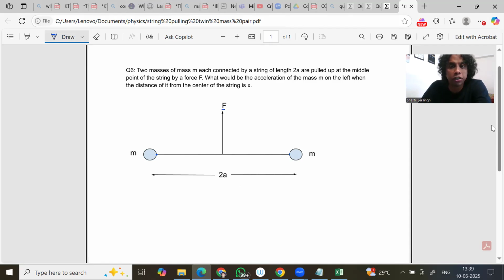What would be the acceleration of the mass m on the left, this one, when its distance from the center of the string, let's call it O, is x? Right now, you can see that the distance is a, which is half of 2a basically.